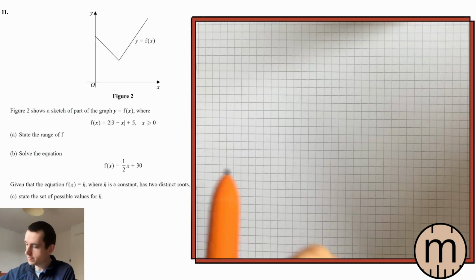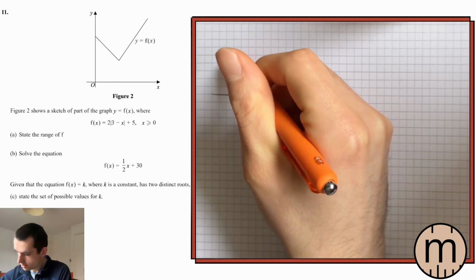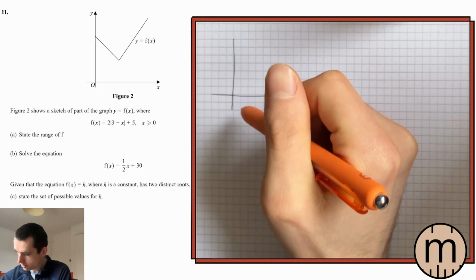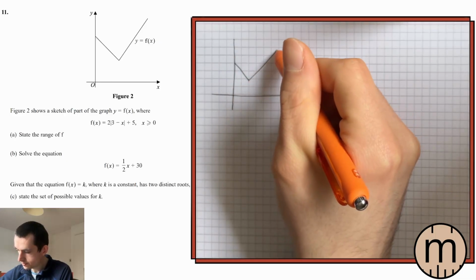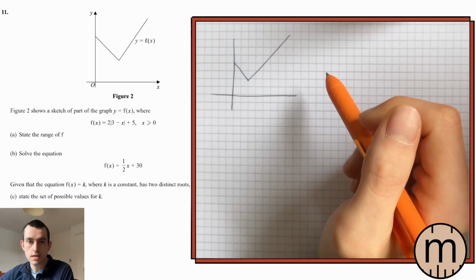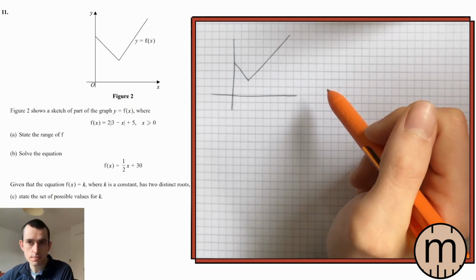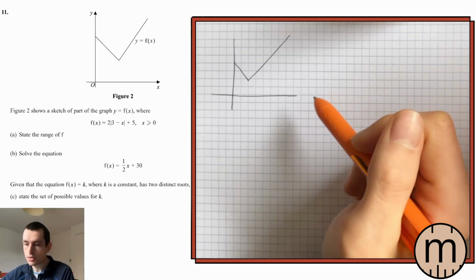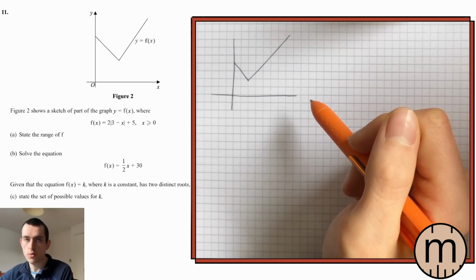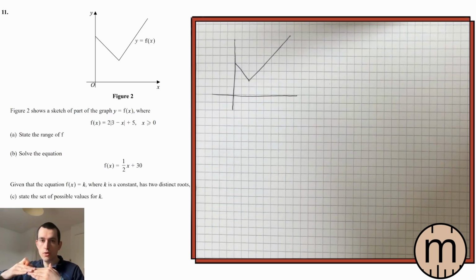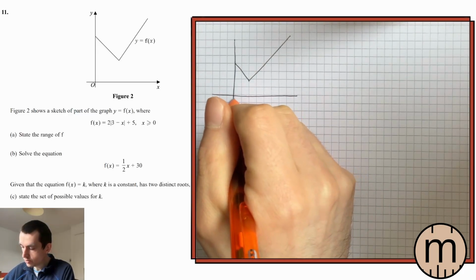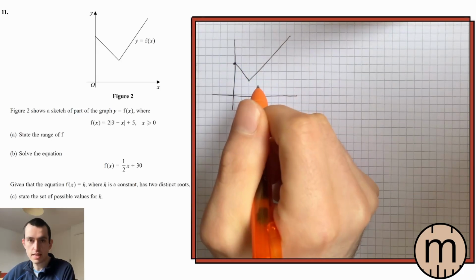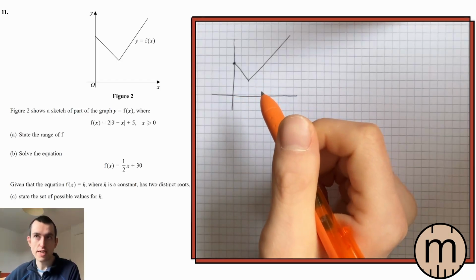I'm going to draw a diagram. So I'm going to copy out the diagram here, like this. We're looking for the range. You've got to understand the range as if you put in a value of x, you get out a value of y. We're looking for the difference between the values of y that you can get. For example, if I put x is equal to 0, I'm going to get this value of y. So this value of y is inside the range.